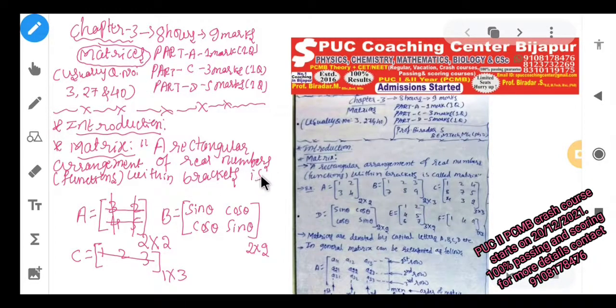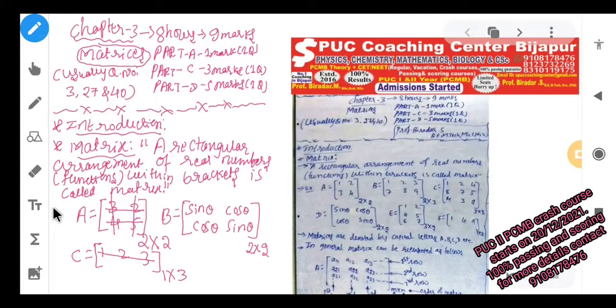What do we call it? Matrix. Singular is matrix, plural is matrices, you should mention it like that, matrix. Okay, this is the simple definition. So you can take it as just an arrangement of the real numbers or functions within the bracket. Either in this way you can write or else in general also you can mention. So this is the meaning of a matrix or else the definition of a matrix.